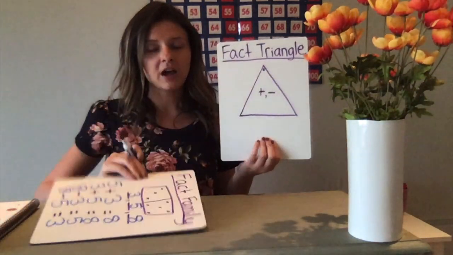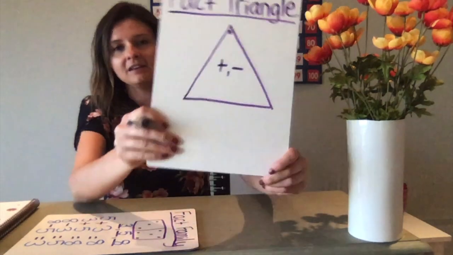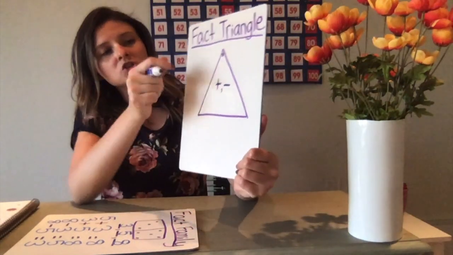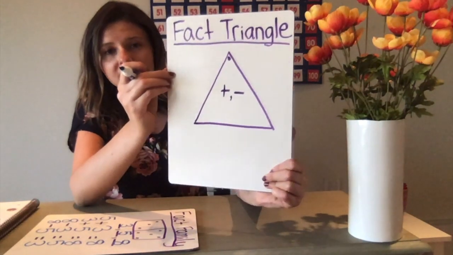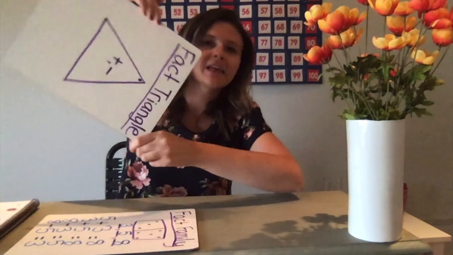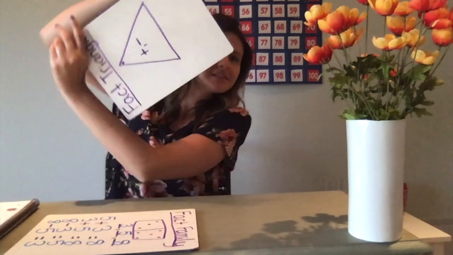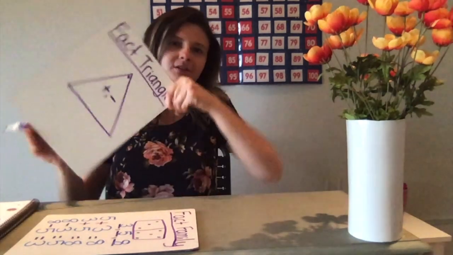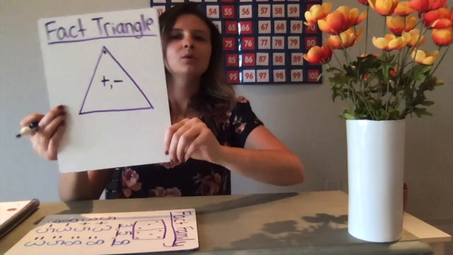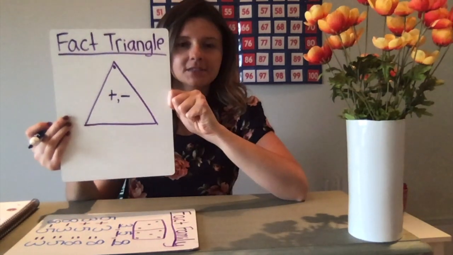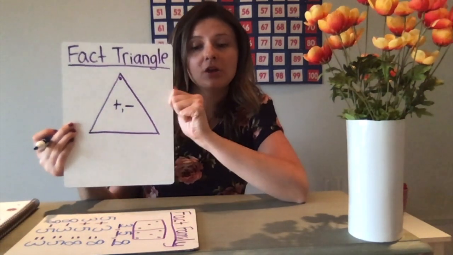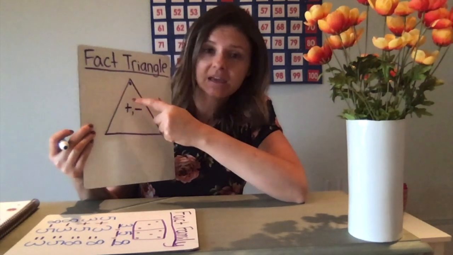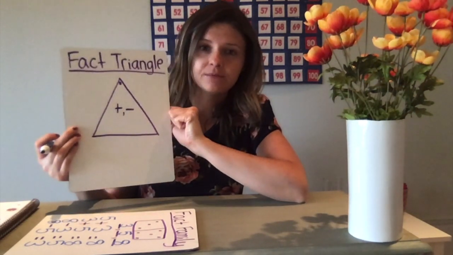So the fact triangle looks like this. It has a dot at the top of the triangle, and that's what shows you which part is the top. Because if it was like this or like this, you might get confused. So the dot shows you where the top of the triangle is. And the top of the triangle is going to be where you write the biggest number in your fact family.